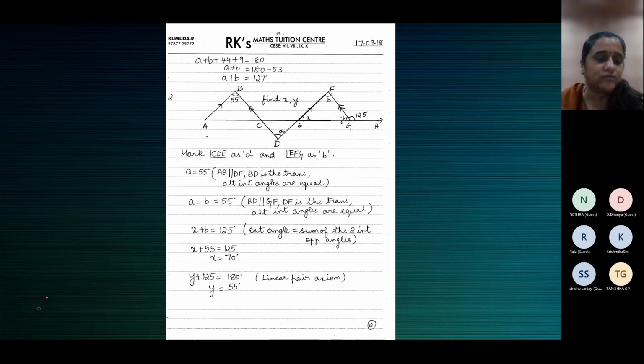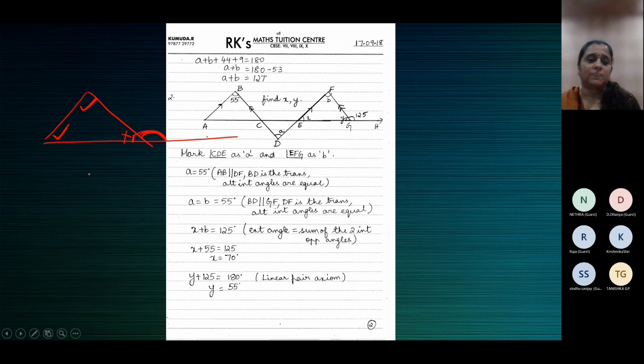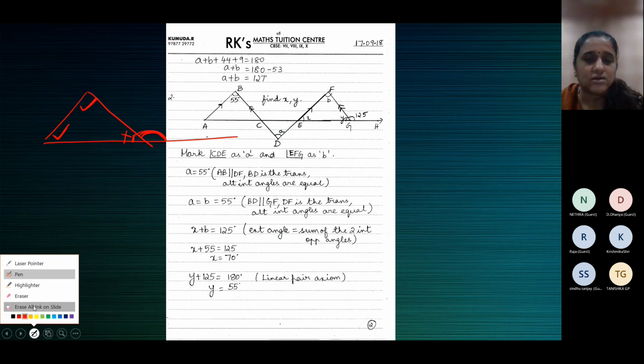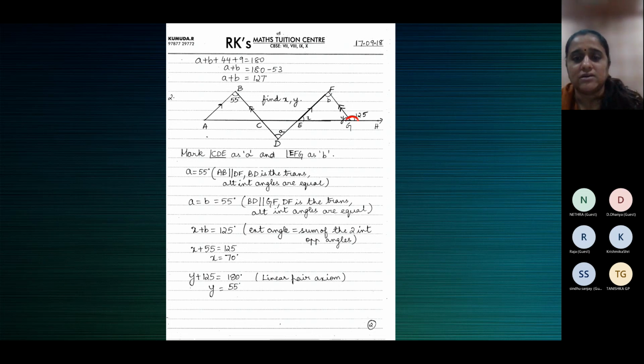Now, what is the property of the exterior angle? Exterior angle is equal to the sum of the two interior opposite angles. This is the exterior angle. Leave this interior angle, leave this one. So this angle is equal to this angle plus this angle. We saw this in the last class. So 125 degrees is equal to x plus b, or x plus b is equal to 125, because exterior angle is equal to the sum of the two interior opposite angles.